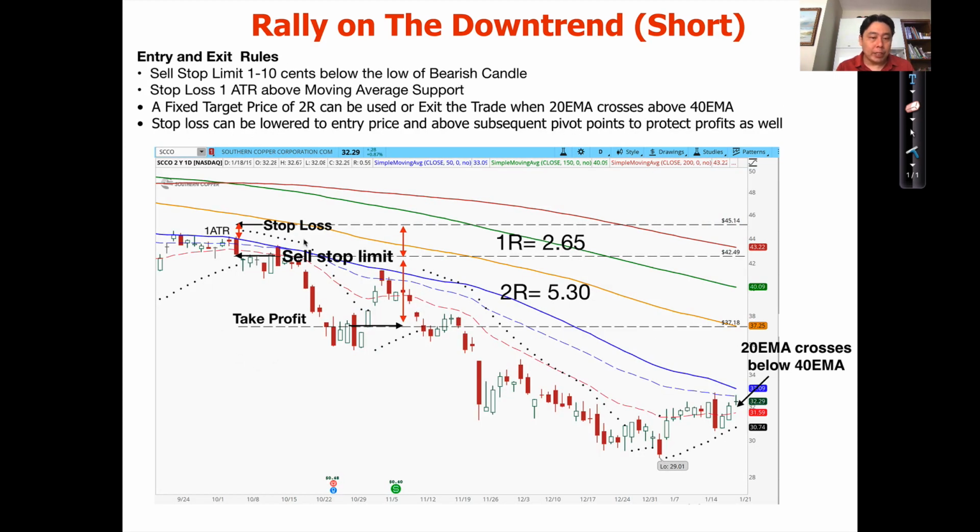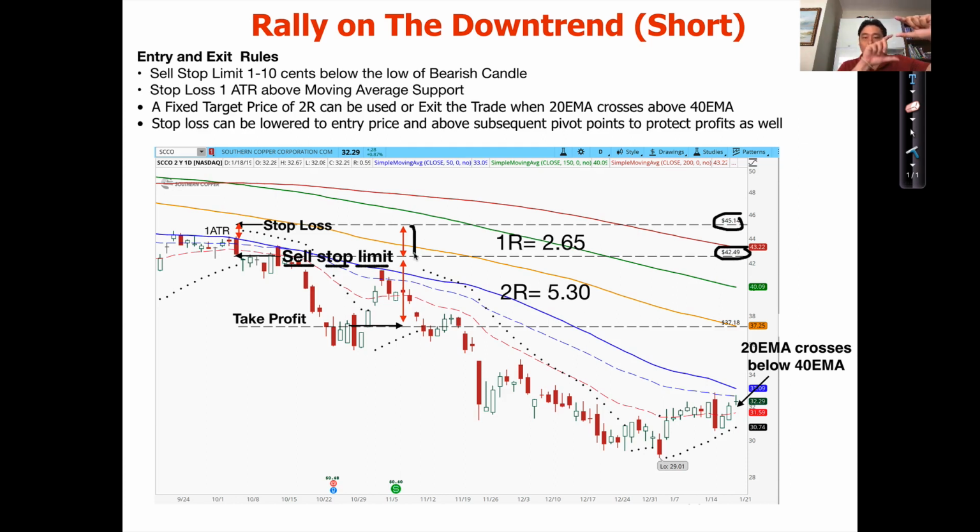All right, so there we go. There's a closer look. So again, our entry is over here. That's our sell stop limit. In this case, we're selling at 42.49. Our stop loss would be above the resistance by 1 ATR, that'd be 45.14. And again, our 1R distance would be 2.65. That's our risk per share.